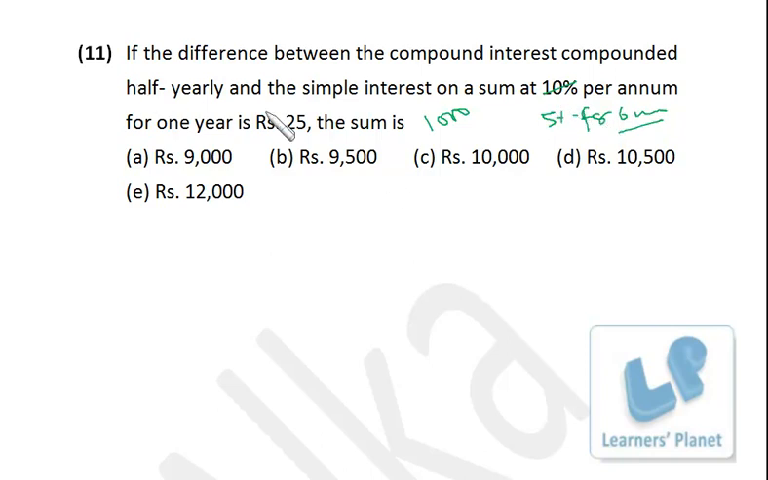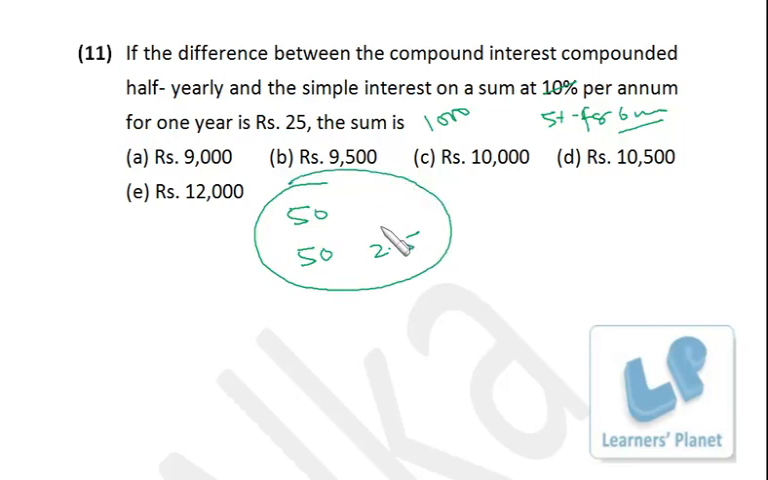Now 5% of 1000, that is 50 rupees for first half, 50 rupees for second half. Now on this 50 rupees, once again 5% interest will be charged because the compounding is done on half yearly basis. So this is first half year's interest. So on this 5%, that will be 2.5 rupees. So this is the total compound interest. This is the total simple interest. So difference is this. So 2.5 difference is actually 25. So 2.5 is 25. That means 1000 is nothing but 10,000. Pretty simple. Hardly need any formula.